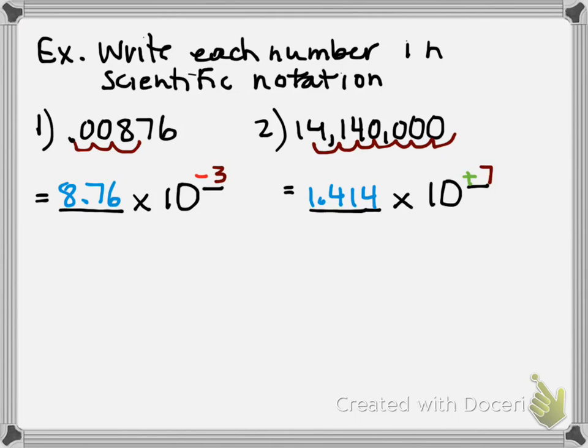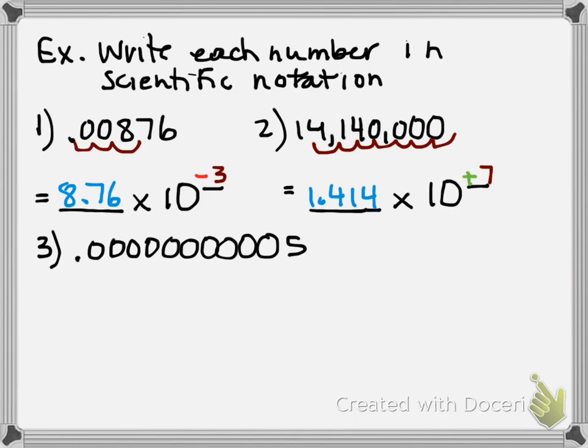One more? Let's do one more. You want a hard one. Okay. How many zeros is that? 1, 2, 3, 4, 5, 6, 7, 8, 9, 10. 10 zeros and a 5. All right, what kind of exponent do I get on this one? Negative. Oh, yeah, super small number.